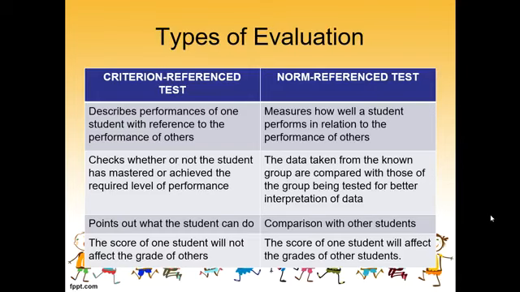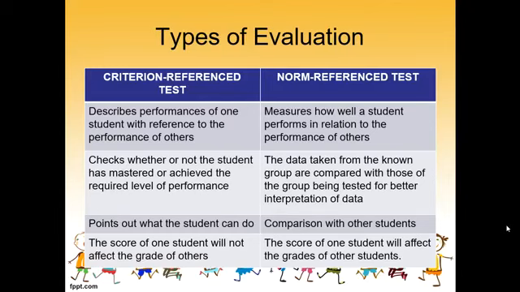Meanwhile, say for example, in senior high school now, the strategy or technique of determining honor students, right? We have with honor, with high honor, with highest honor. There, we are checking whether the student's score or grades reached the grades for with high honor, with highest honor, or with honor. That is criterion reference.